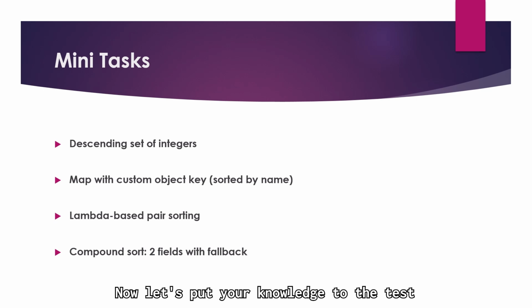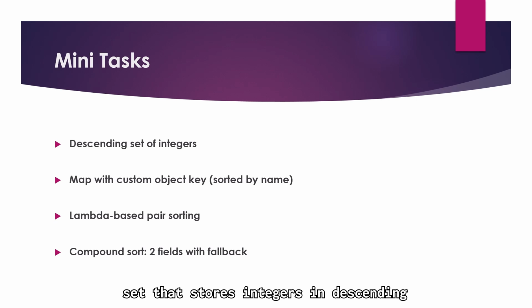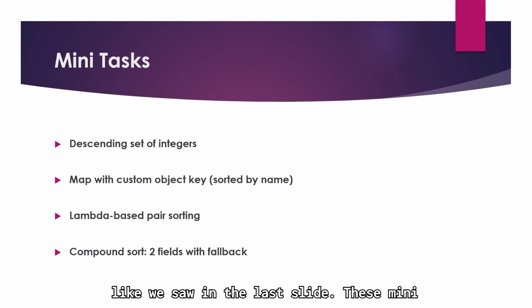Now let's put your knowledge to the test with a few mini tasks. Try creating a set that stores integers in descending order. Then define a map that uses a custom object as the key, sorted by a specific property like name. Next, write a lambda comparator to sort a set of pairs. And finally, write a compound comparator that sorts based on two fields, like we saw in the last slide. These mini challenges will help reinforce your understanding.